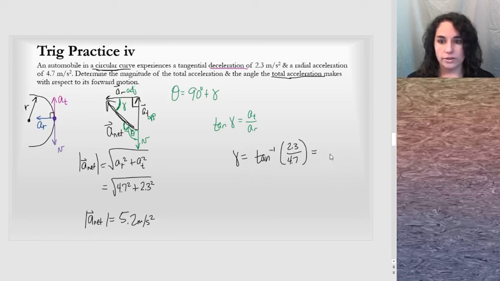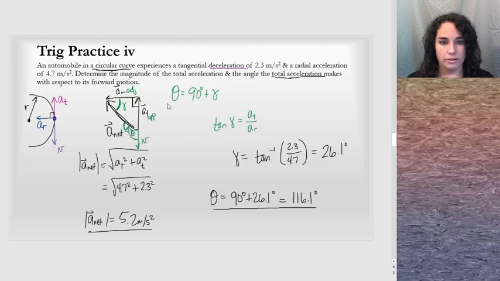When you run this through your calculator, you get 26.1 degrees. If I want to find theta, which is what they're asking me for and what I've labeled in my diagram here, I'm going to take 90 degrees plus 26.1 degrees, and I am going to get 116.1 degrees. That's the trick for finding the magnitude, Pythagorean theorem, and the direction. You can use trig functions, in this case tangent, in order to find angles and add them up.